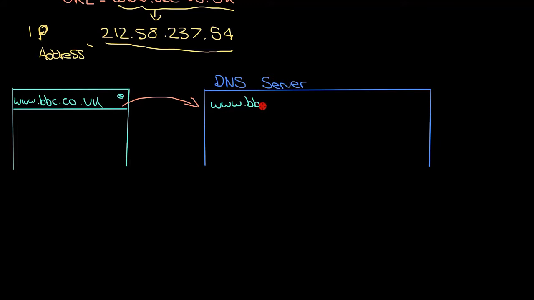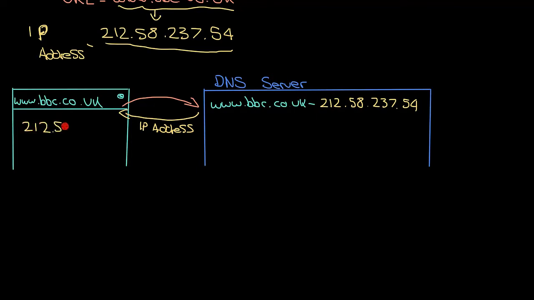So for example here, it will already have almost certainly the URL for bbc.co.uk, and it will know from previous requests what the IP address is. So what it does, it takes that URL, matches it up to our IP address, and sends the IP address back to the browser. Okay, then the browser uses that IP address to actually access the website. So it's the IP address which is used, not the URL to access the website.